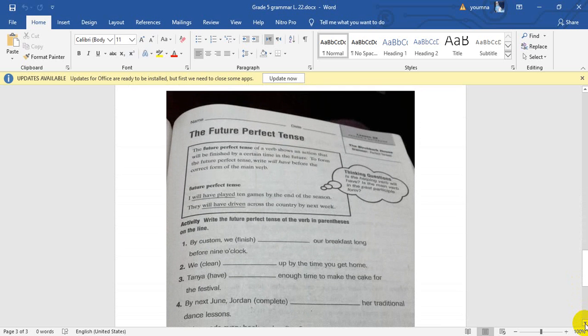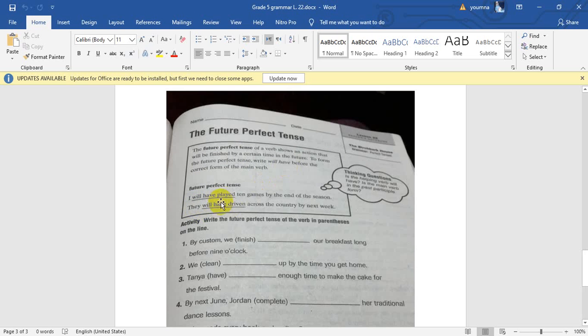This is the third form of the perfect tense, which is the future perfect tense. What is the future perfect tense and when can we use it? A future perfect tense of a verb shows an action that will be finished by a certain time in the future. Okay, so we have a specific time to finish it in the future. We know when we are going to do this. To form the future perfect tense, write will have. Will have together will be the helping verb now. Will have, okay, will have. Plus the correct form of the main verb, which is the past participle of the verb. And we said it can be regular or irregular.